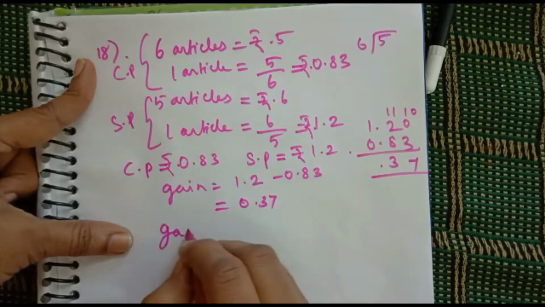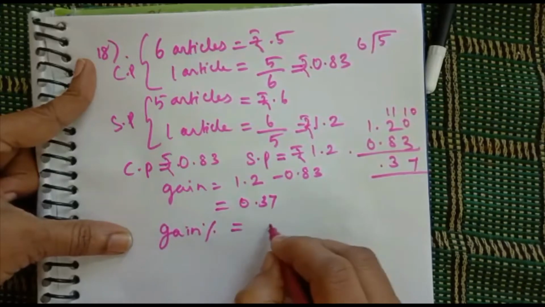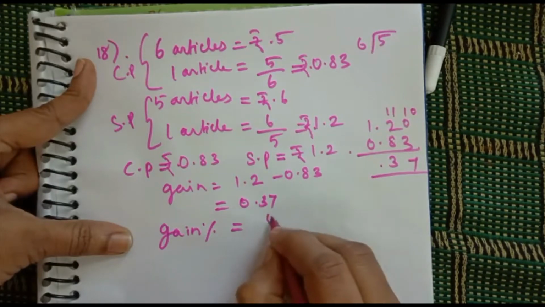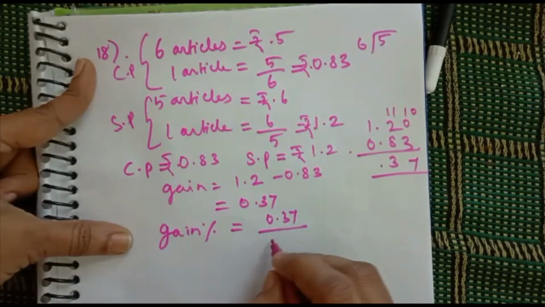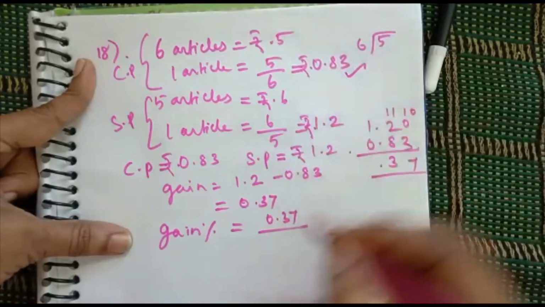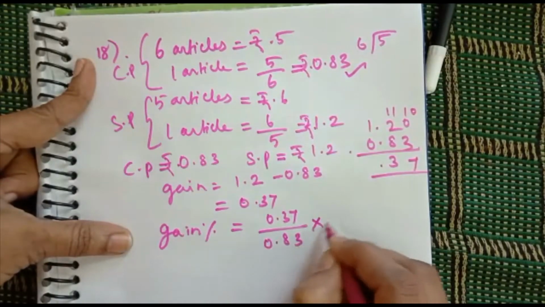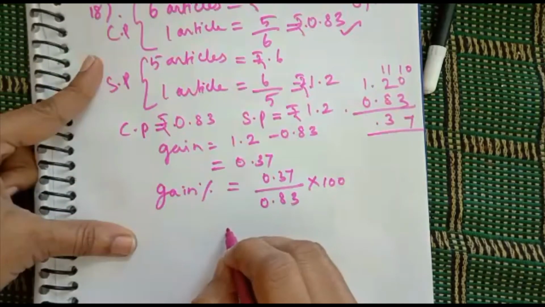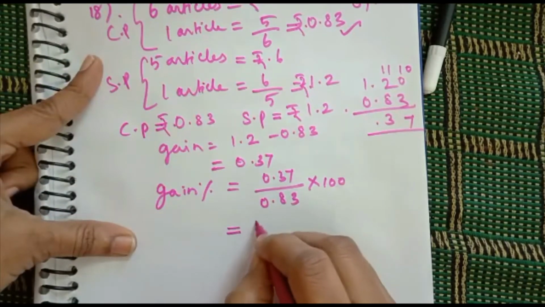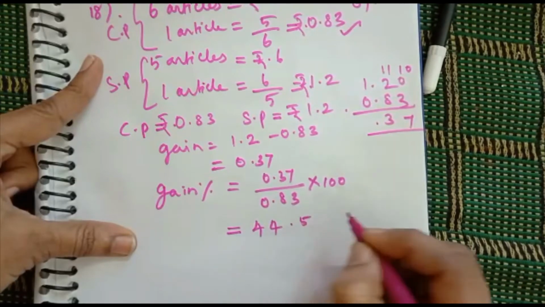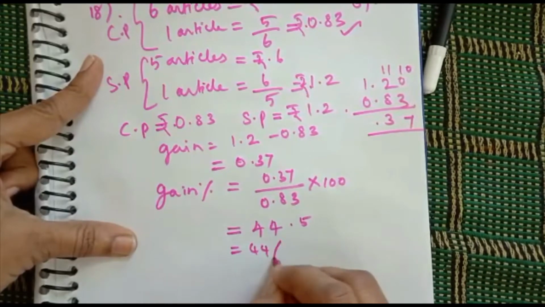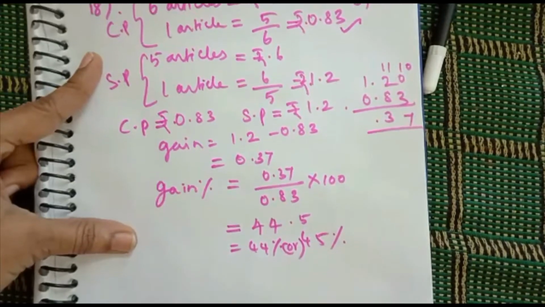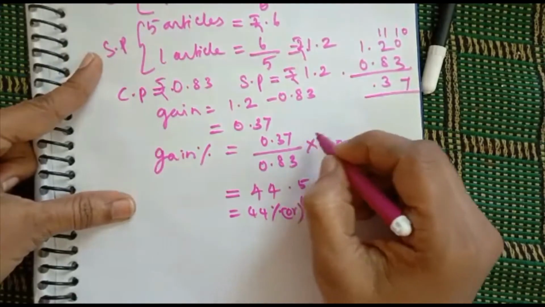Then gain percentage is equal to gain divided by cost price into 100. So 0.37 divided by the cost price, which is 0.83, into 100. If you simplify it, that is equal to 44 point something. So that is equal to 44% or 45%, both are right. Okay students, is it clear? Good. How do you cancel it?